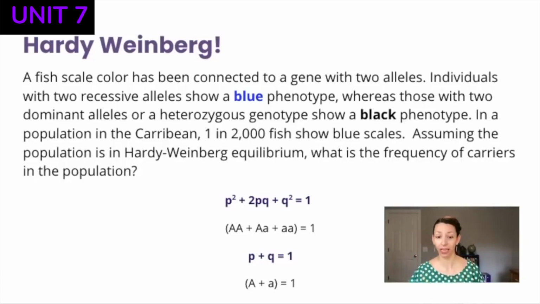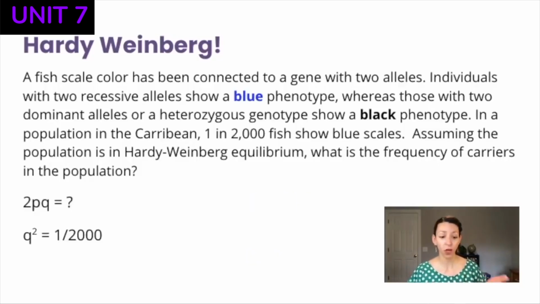Carriers, again, are going to be heterozygous individuals. So what are we looking for? Let's put it in terms of Hardy-Weinberg. 2pq is going to be big A, little a. So we're looking for the value of 2pq, or the frequency of heterozygous individuals in the population. What do we know already? Well, we know Q squared, which is the frequency of the homozygous recessive genotype in the population, because we know that fish have to have 2 recessive alleles in order to be blue, and 1 in 2,000 fish are blue. So that's little a, little a, so that's Q squared. So 1 divided by 2,000 is going to get us our frequency, which is really small, 0.0005, teeny tiny frequency. So from there, we can start to calculate the rest using basic algebra.